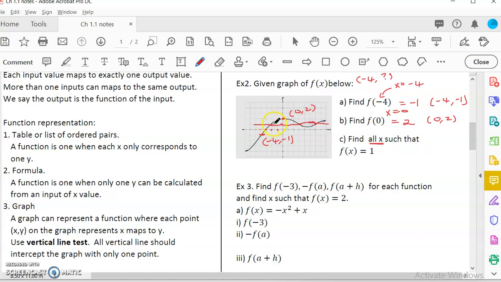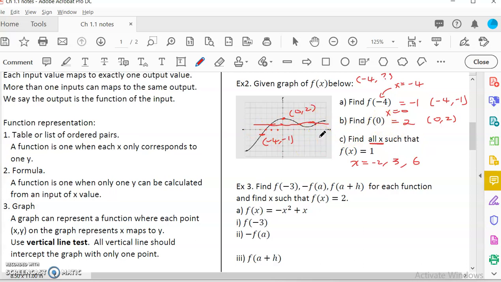So this is -2, so I would say x is equal to -2. It also touches x equal to 3. It also touches x equal to, what is it, 1, 2, 3, 4, 5, 6, equal to 6. So there are three x values, and they all have y equal to 1. If y is given and you want to find x, you go to the y value and look sideways. Okay.